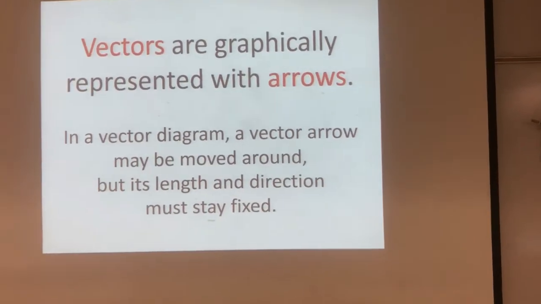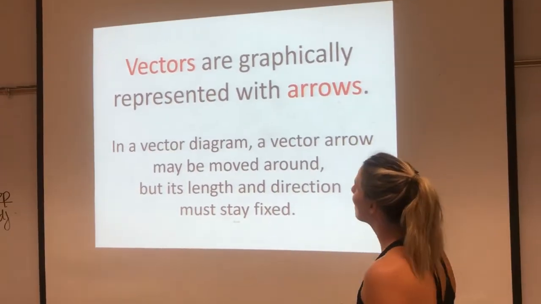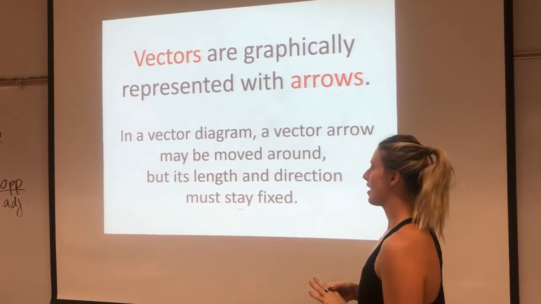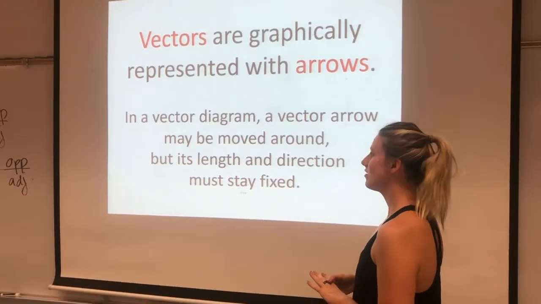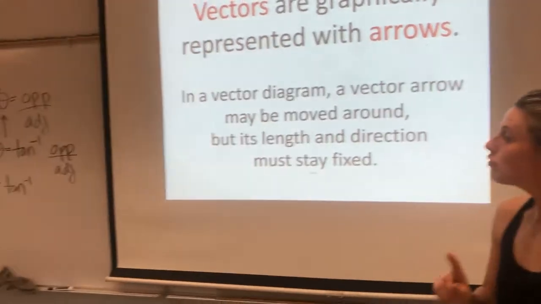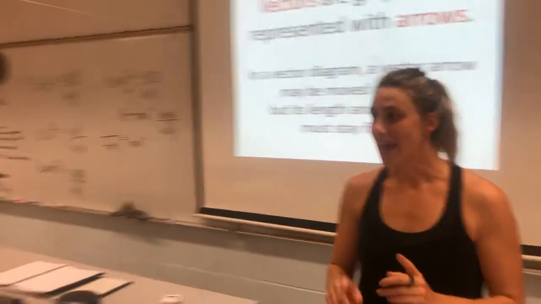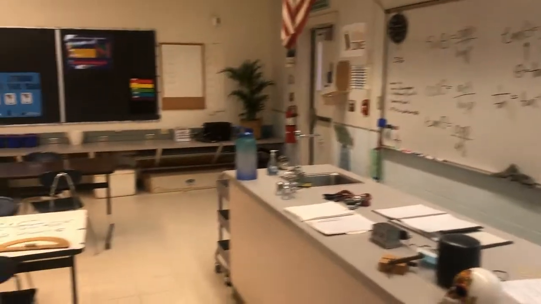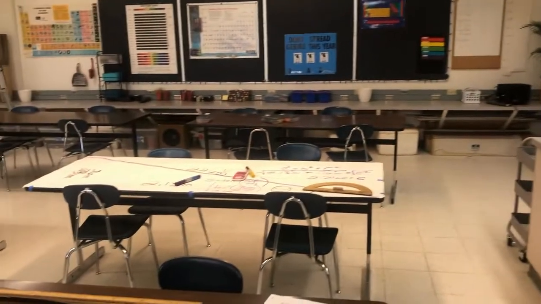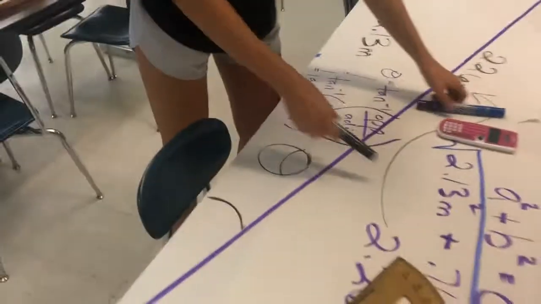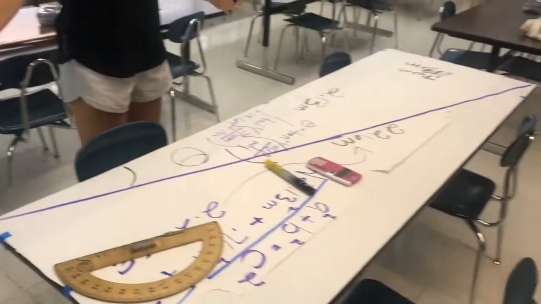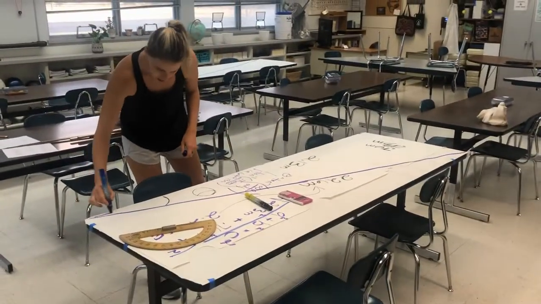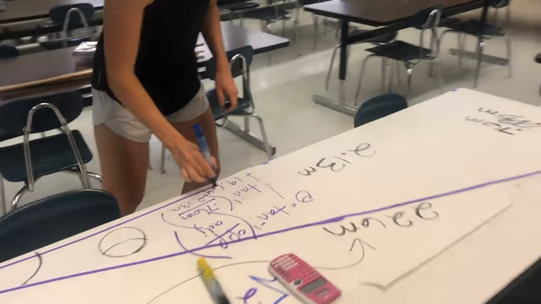Okay. All right, so vectors are graphically represented with arrows. In a vector diagram, a vector arrow may be moved around, but its length and direction must stay fixed. Can we have arrows over here, Miss Moore? Yes, I want to show those. So, where would my arrows be here? Well, I could draw a line. This would be one of my vectors.